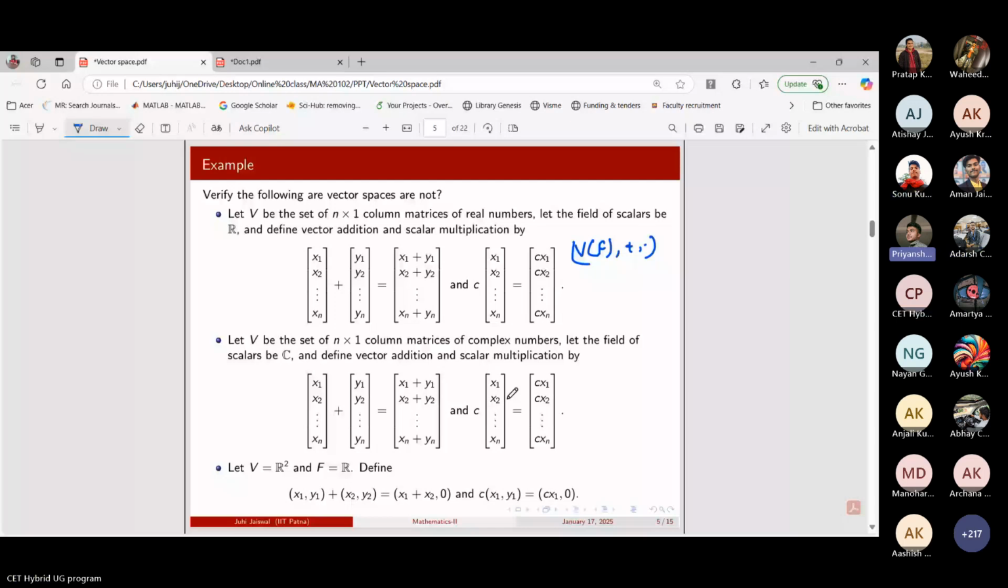Okay, ma'am. The third one we will do in the evening class. We will see how this is forming a vector space.